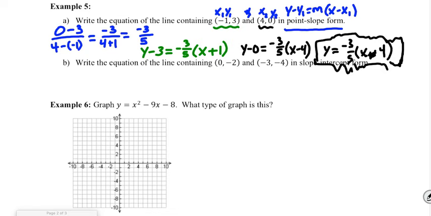All right, example B here. We want to write this equation of this line, but now in slope-intercept form. So slope-intercept form is y equals mx plus b.